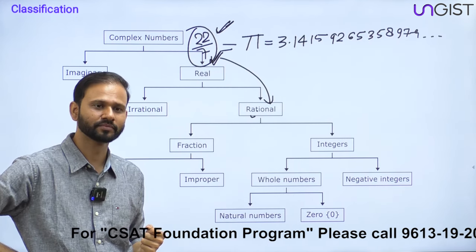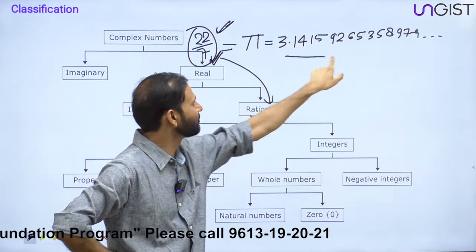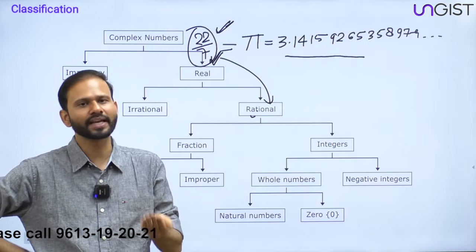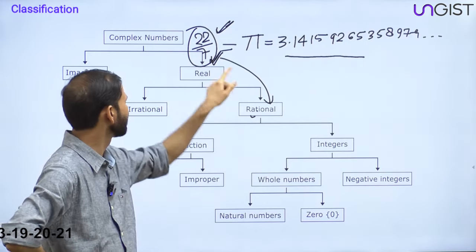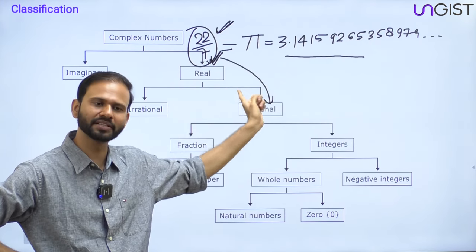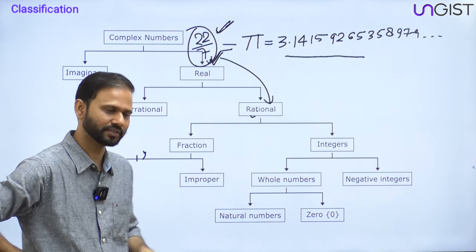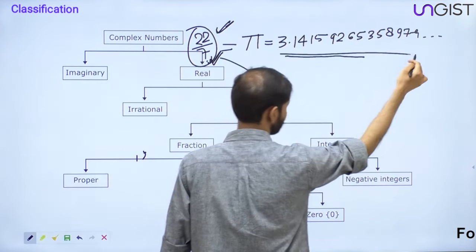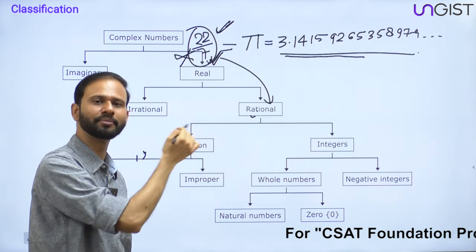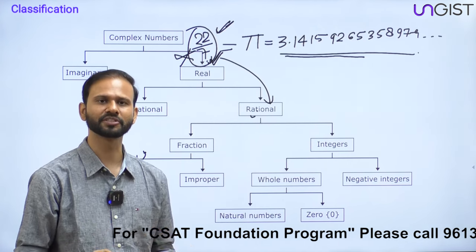No pattern is required. Actually, you know what? This is the exact value of pi, and just to make our calculation easier, we have taken this value of pi. This is an approximation that has been considered from our side. The exact value of pi is this. This is not the exact value of pi. This is just an approximation of pi.